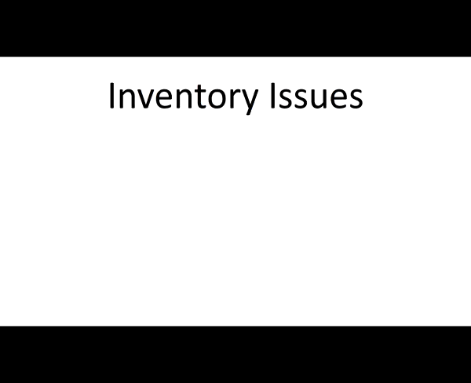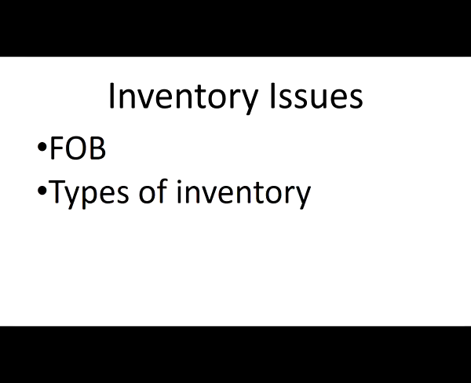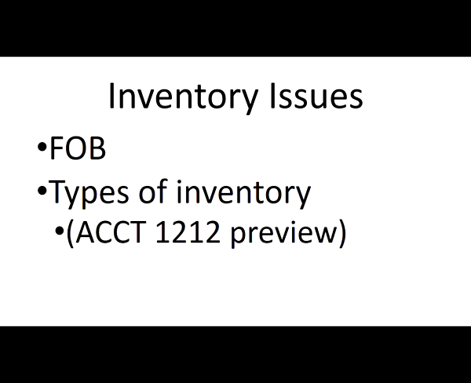So a couple of inventory issues to talk about. The first is a reminder: free on board means ownership transferred. Again, I talked about that in Chapter 5 also. Just wanted a little reminder on that. I wanted to hit, just briefly, on the kinds of accounting 1212 inventory types. They're discussed in the textbook, and I just want to mention them.